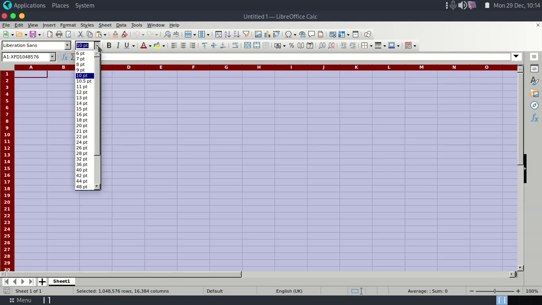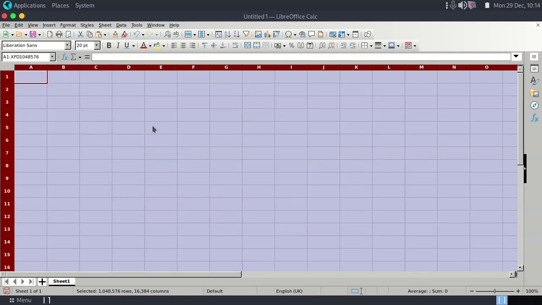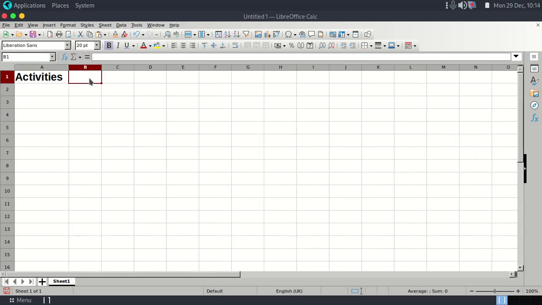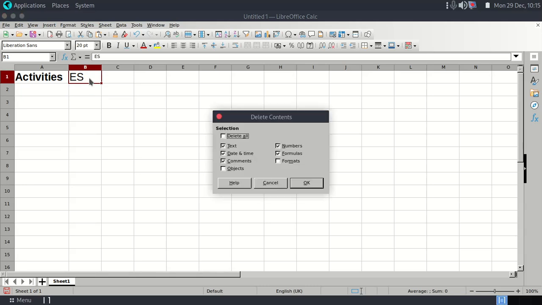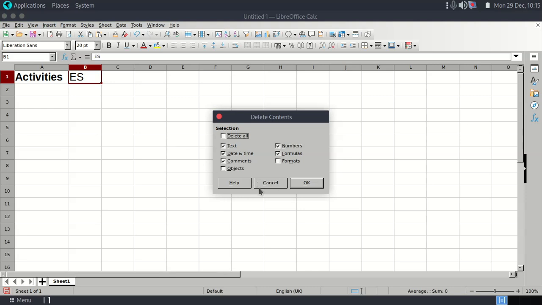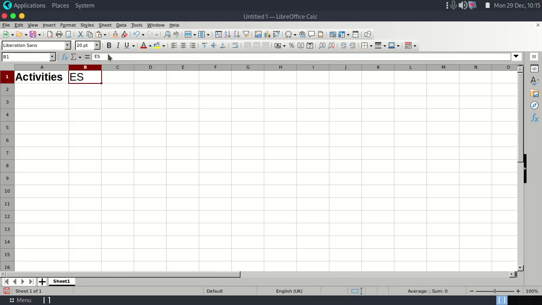Let me put at 20 again. Okay, so we need to have our activities in line. Now, after our activities, we need to have the earliest time, which is ES. Let me just do something here.